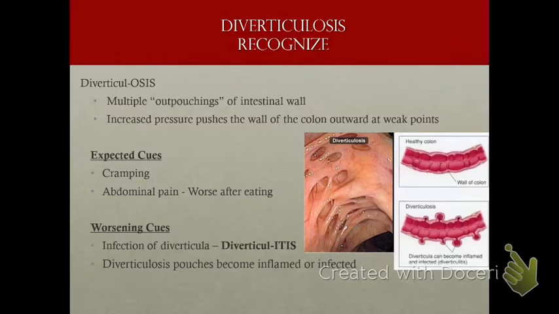The worsening cues is these little outpouchings getting infected, which is diverticulitis. Itis means infection. Osis just means you have it. Itis means it got infected. So diverticulosis just means you have them, don't care, or we need to prevent them.